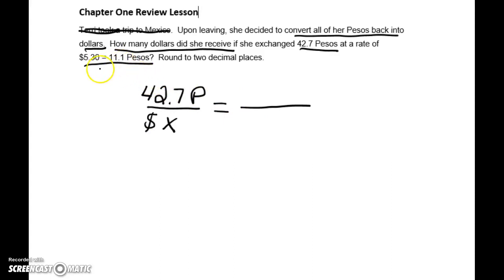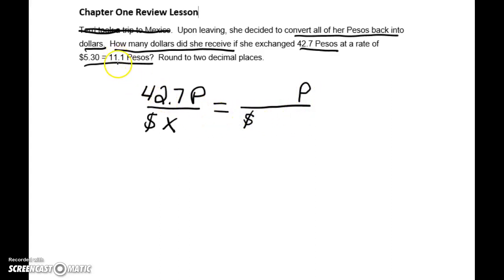The next bit of information that we're given is the rate of $5.30 is equal to 11.1 pesos. Now, one thing that's really important here is that you have to make sure your units match, or what we call correspond. So if pesos is in the numerator, or the top of your first fraction, then your numerator of your second fraction also has to have pesos. So pesos goes on the top, and then the dollar sign goes on the bottom.